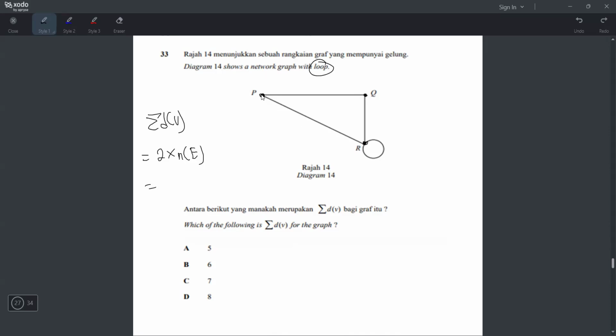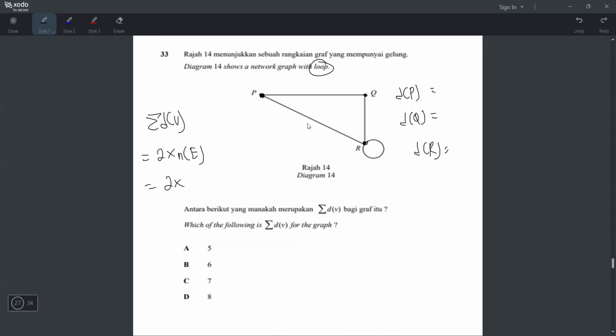You can do it slowly like this. Find the degree of vertex P, and then find the degree of vertex Q, and then find the degree of vertex R, and then after you find them separately, add everything up. This answer will be the same with this answer. Okay? But I'll just do it the fast way. The fast way is just two times the number of edges.